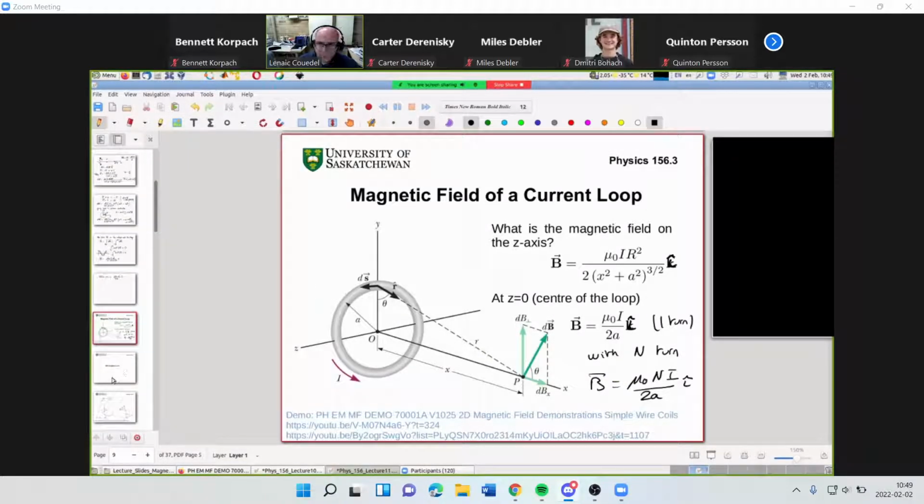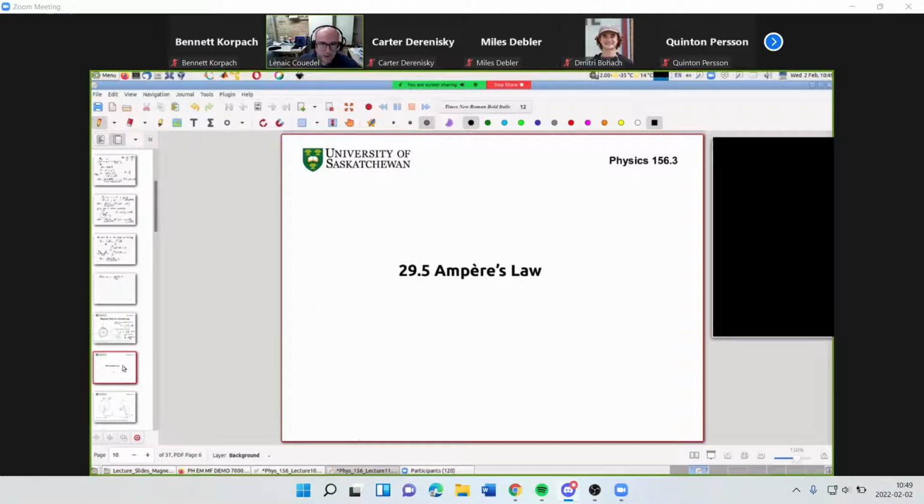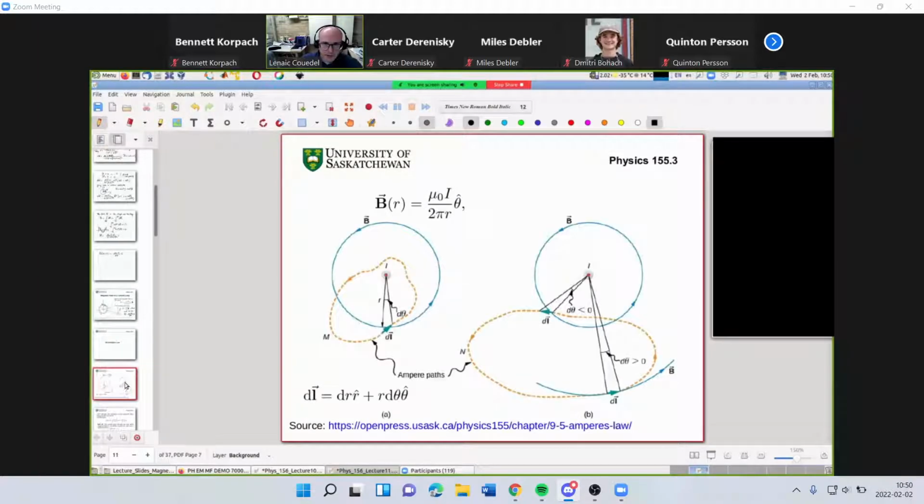All right, so let's move then to Ampere's law. So Ampere's law is as important as Gauss's law for electricity. And it will simplify the calculation that we have to do tremendously. And I will show you this in the first case of a solenoid. So first, let's describe Ampere's law.